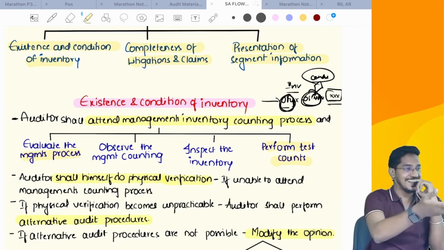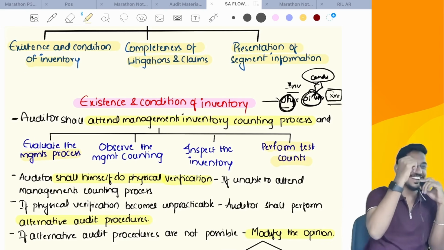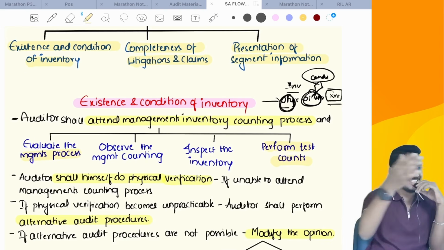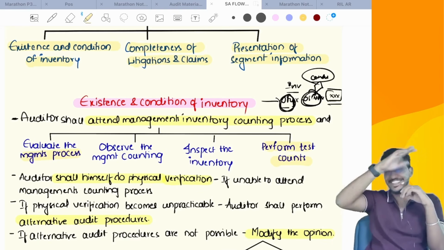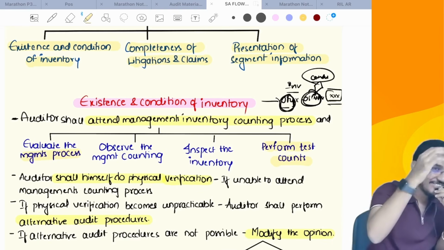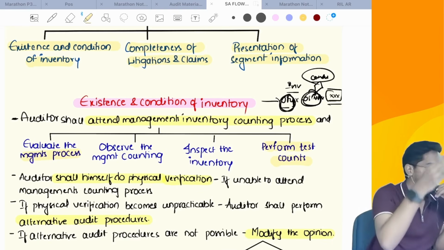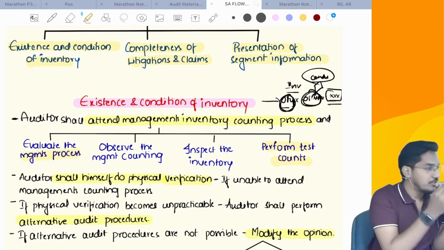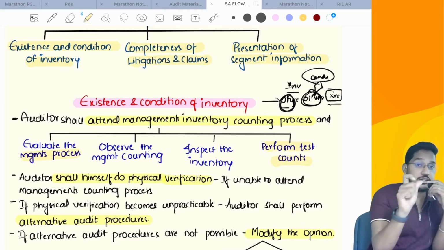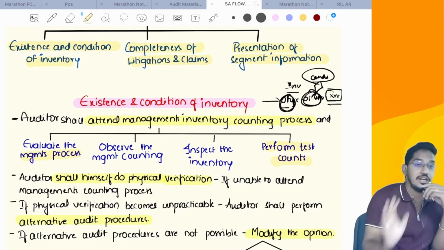So this is the order. Evaluate, observe, inspect, and perform test count. That correct order, you have to find it out and you have to write the answer.